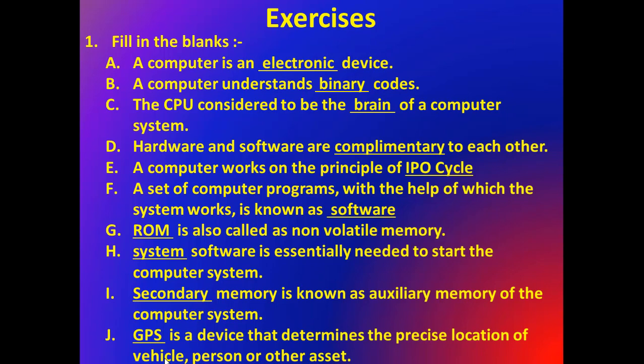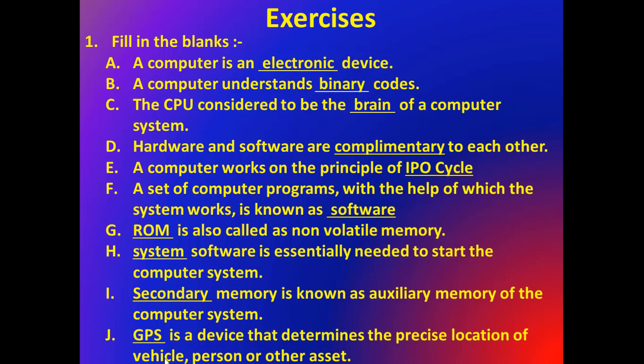Next, a set of computer programs with the help of which the system works is known as software. Students, if you have to work on the computer, you must keep the software in your computer. ROM is also called non-volatile memory. Students, one more thing, RAM is known as volatile memory, but ROM is known as non-volatile memory. Next, system software is essentially needed to start the computer system. I have already told you, the system software helps to run a computer. Secondary memory is known as auxiliary memory of the computer system. Next, GPS is a device that determines the precise location of a vehicle, person, or other asset.